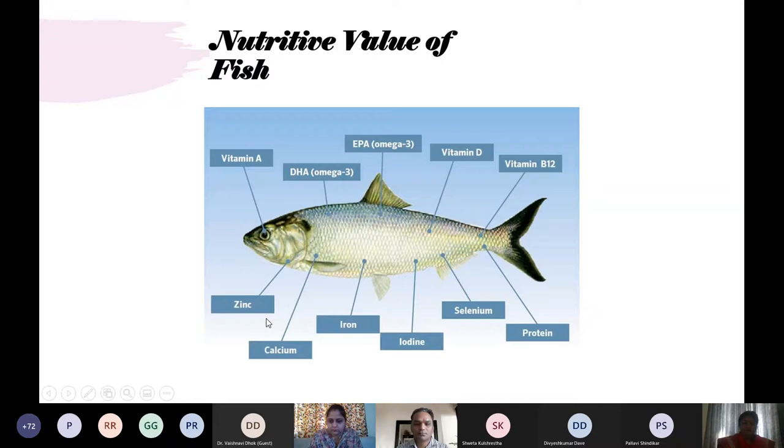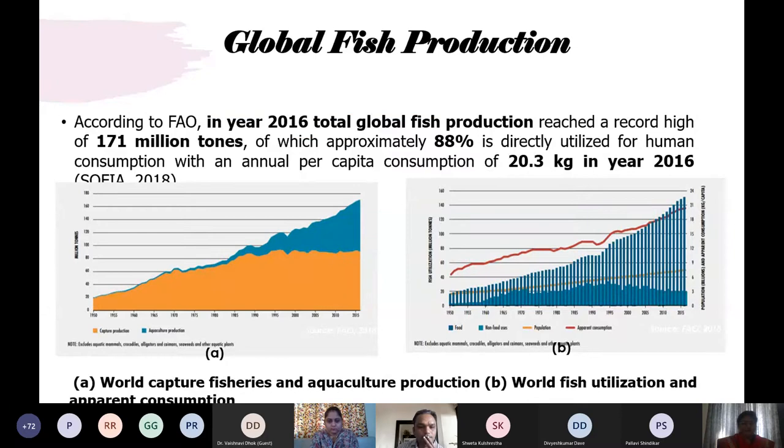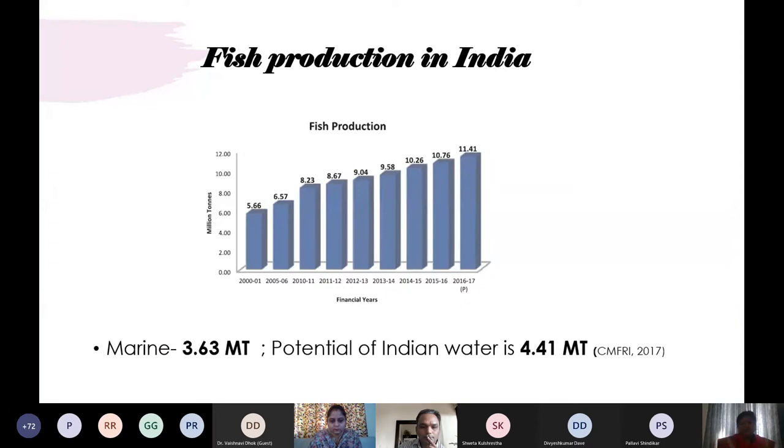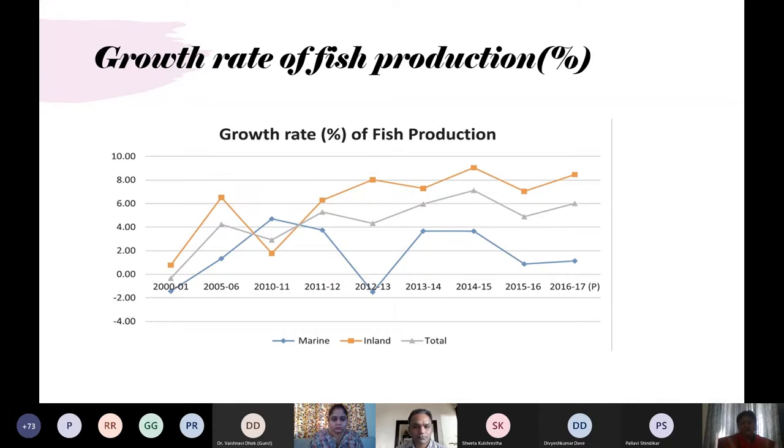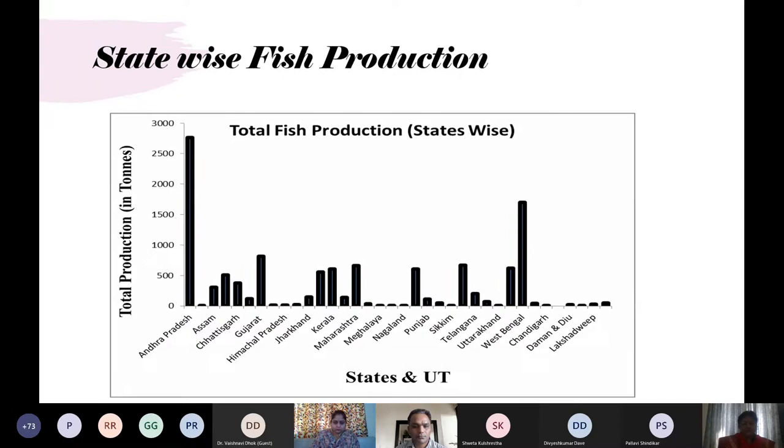If we really look at the global fish production, it has increased tremendously over the period of time. Annual consumption was 20.3 kilogram per year in 2016. And this is the fish production in India. It has been increasing tremendously from 5.66 to 11.46. Out of that, 3.60 comes from the marine sources, and 4.41 is from freshwater. This is the growth rate of fish production. It is continuously increasing. If you see this graph, inland fishery is increasing quite high. And this is the state-wise production. Andhra Pradesh leads the production of fishery in India.